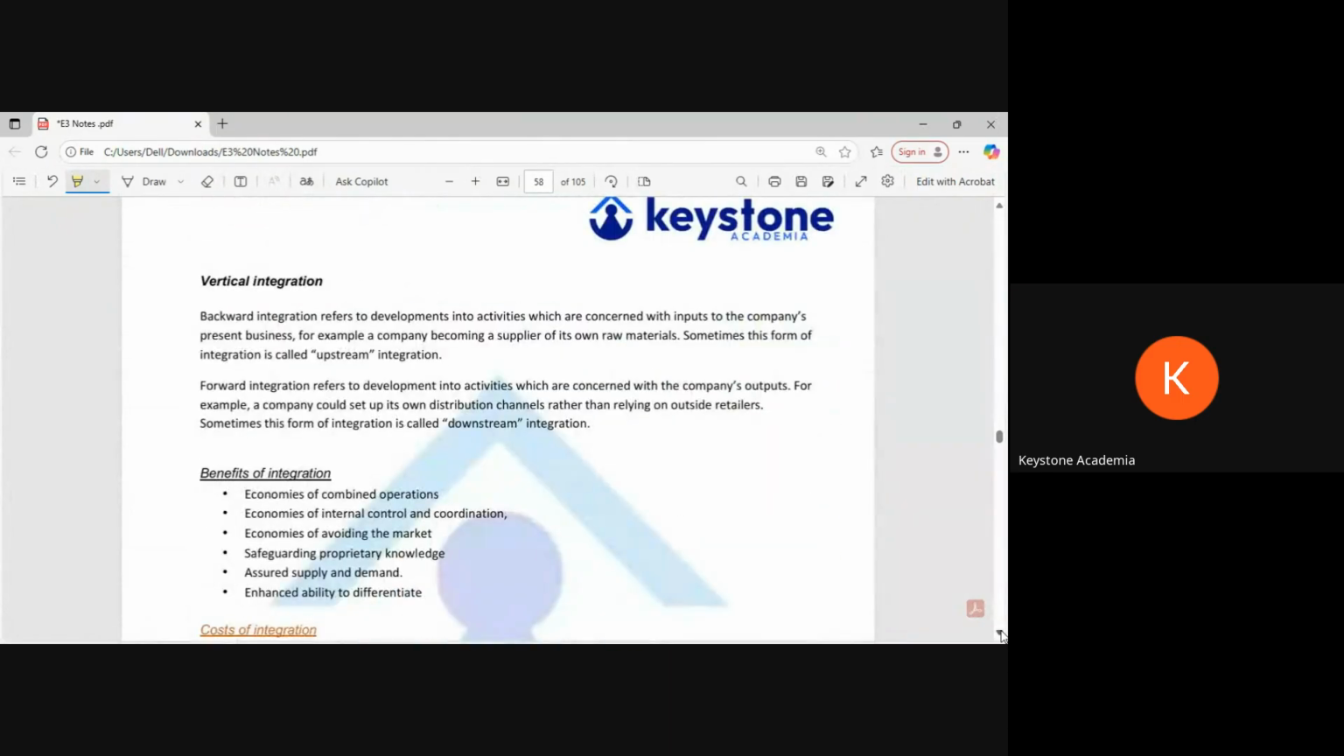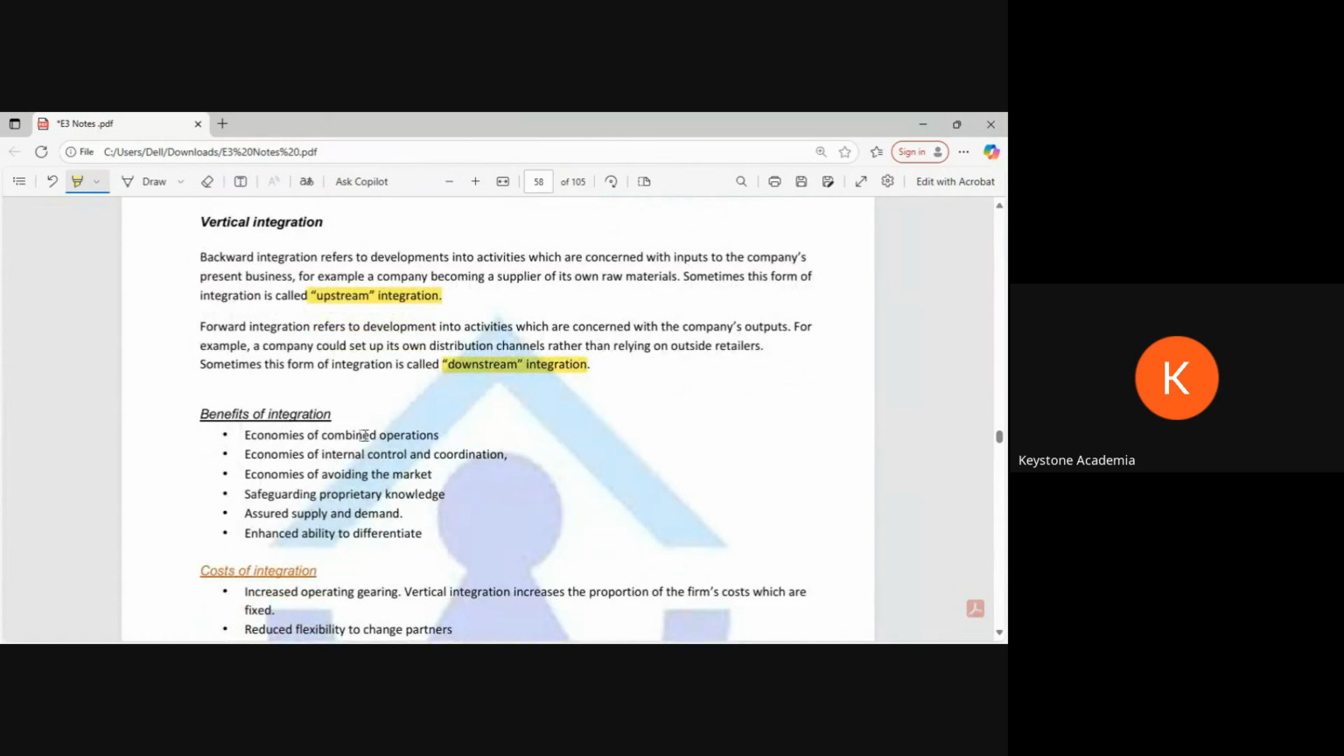Then integration we have discussed. Backward integration, forward integration. So this is about the supply chain again. Backward, we are trying to do with the mining in our case. Upstream supply chain. And if you are doing forward, that is downstream supply chain, like dealership and others. How can it benefit? Combined operations, economies of internal control.